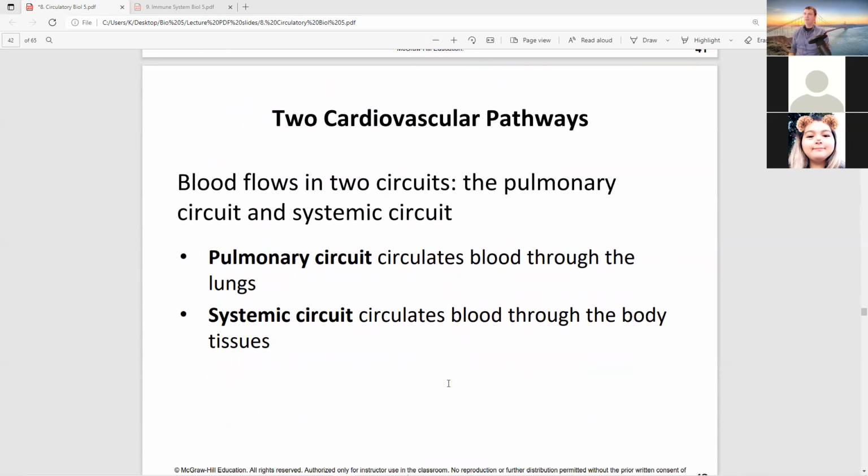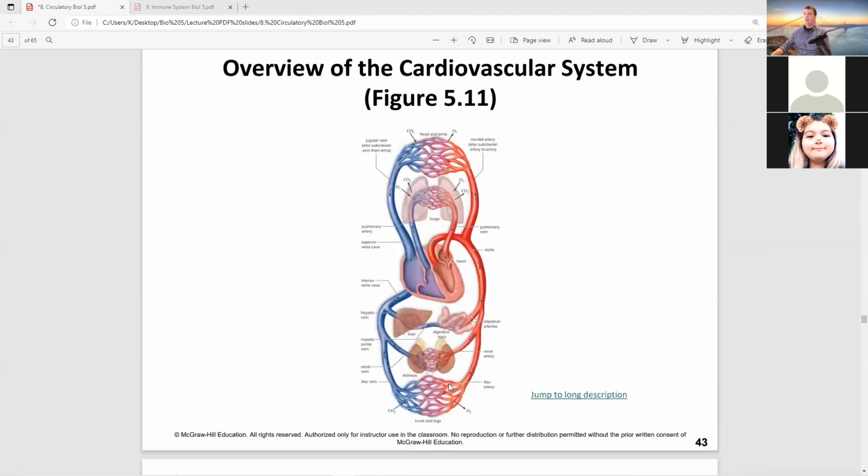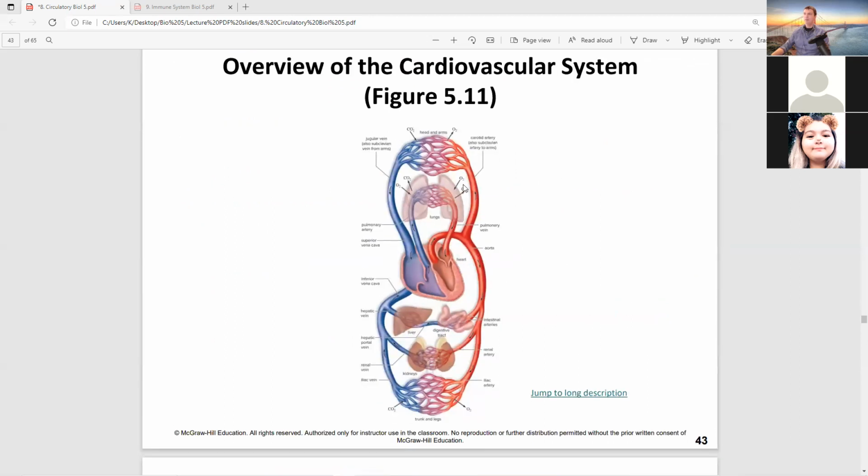So blood flows in 2 circuits, the pulmonary circuit and the systemic circuit. The pulmonary circuit circulates blood through the lungs. The systemic circuit circulates blood through the body tissues. So that's imaged here. Again, the red shows oxygenated blood and the blue shows deoxygenated blood. You can see a lot of the function of the cardiovascular system is to exchange oxygen and carbon dioxide with a lot of different tissues, as well as remove waste.